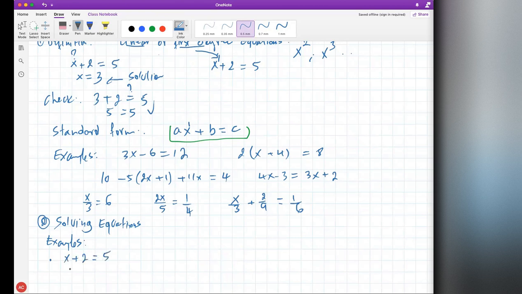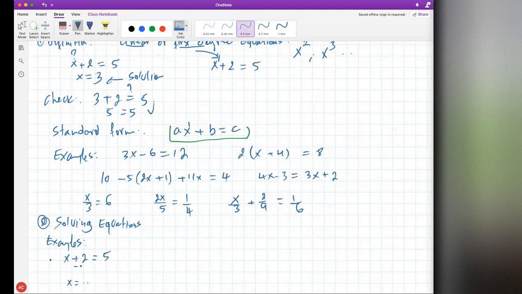Basically, we just cancel the positive 2 to get the x by itself. When you solve, you want to get the x by itself equals some number. Here we have x plus 2 equals 5. You want to isolate this, get it by itself equals something. How do we get rid of this positive 2 to get the x by itself? Minus 2, by subtracting. That's right.